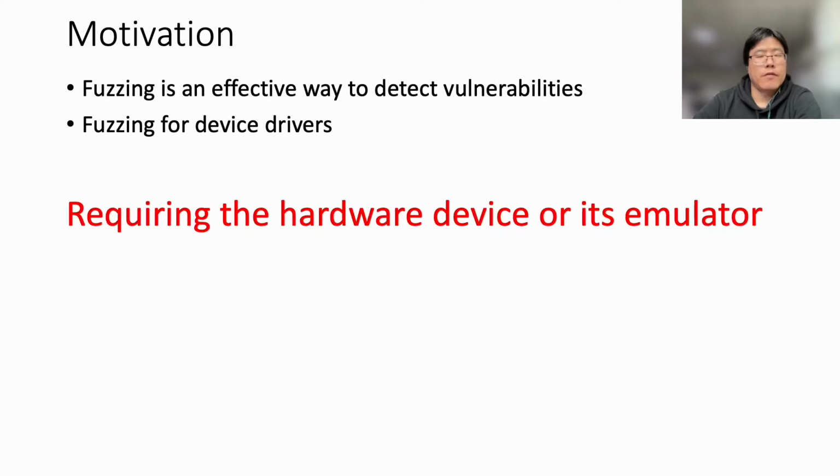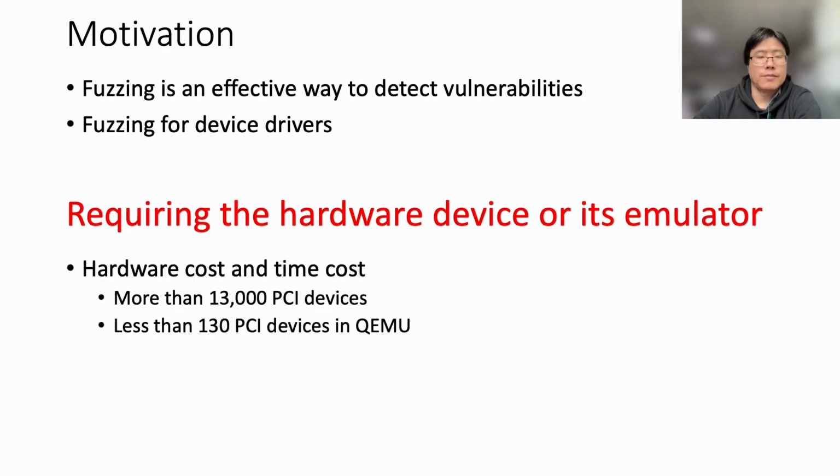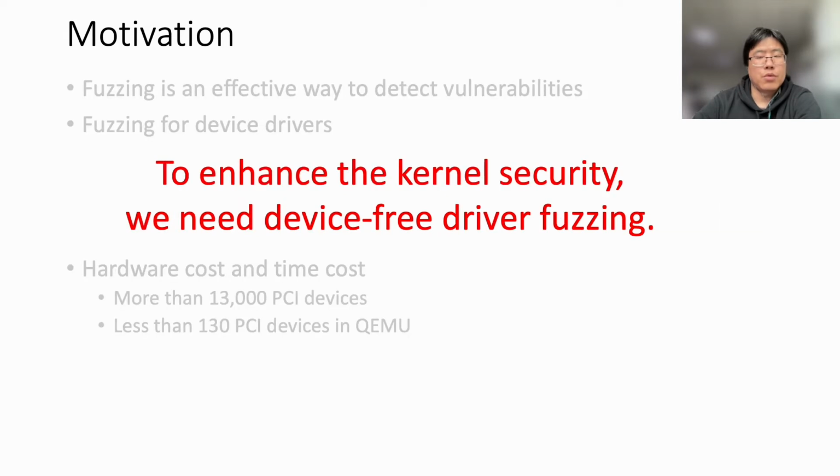Currently, driver fuzzing relies on the hardware devices or corresponding emulators. In fact, the operating system supports a lot of devices. For example, there are more than 13,000 PCI devices in Linux. Buying these devices and operating them will cause high costs. At the same time, the emulator can only emulate a part of the devices. For example, the commonly used emulator only emulates less than 130 PCI devices. So it is impossible to fuzz the complete driver with the emulator.